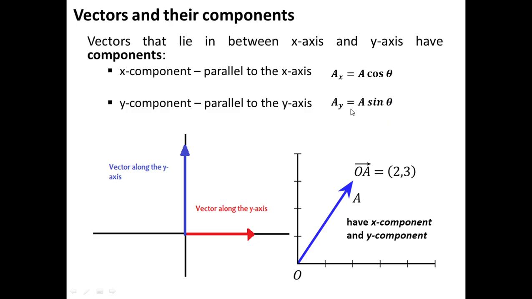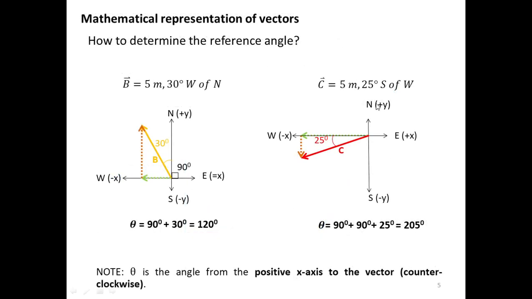So that should give you an idea that again, to find the x component, all you have to do is to multiply the magnitude of that vector by cosine theta. And to find the y component, all you have to do is to multiply again the magnitude by sine theta, where theta here is the reference angle. Again, the reference angle is this one, the angle from the positive x-axis towards the vector in counterclockwise direction.